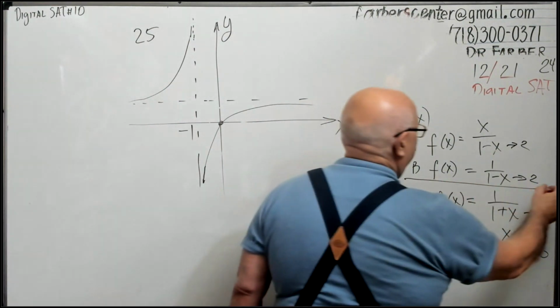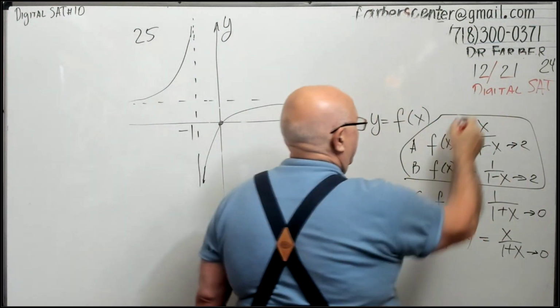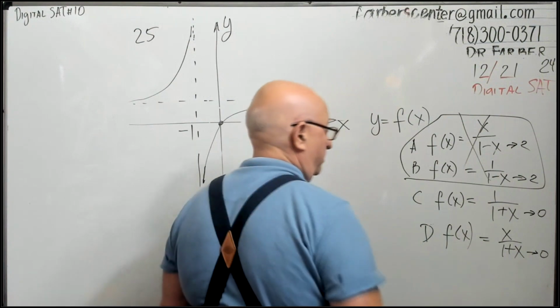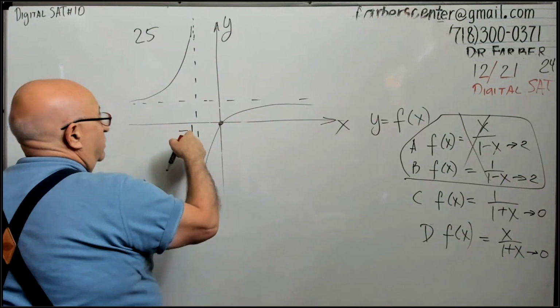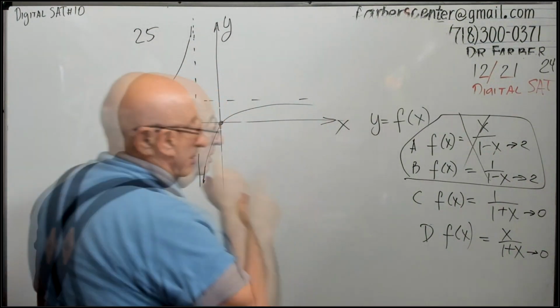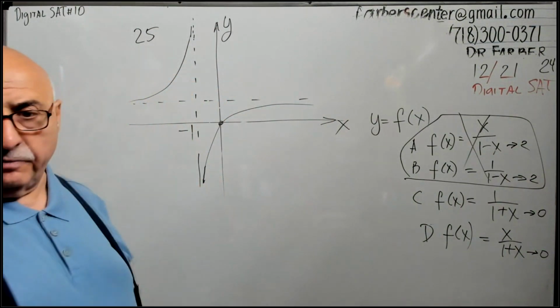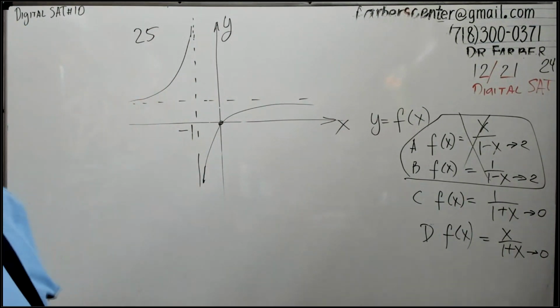Instantly, I cross out these two answers. From this graph, since x cannot be negative 1 because you divide by 0, it's either C or D. In one shot, you eliminate 50%. Who understands this 100%?